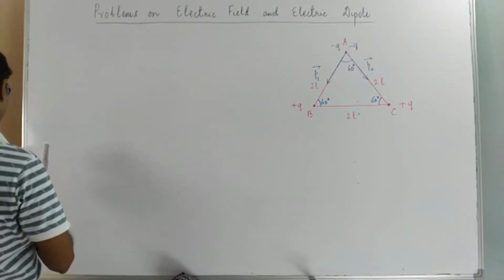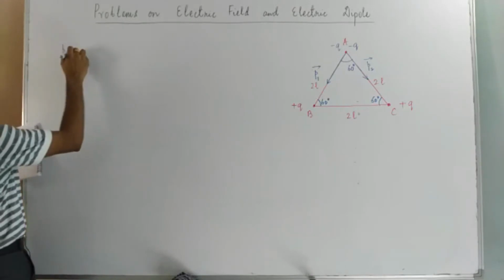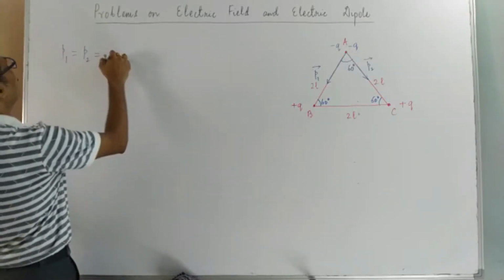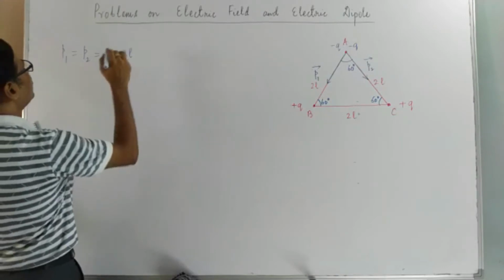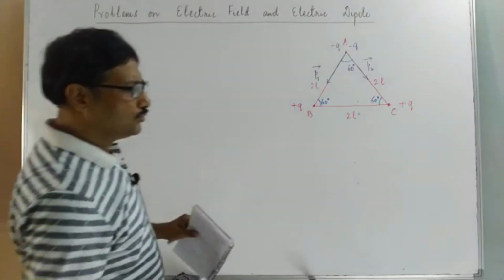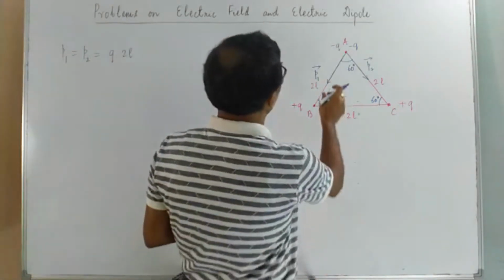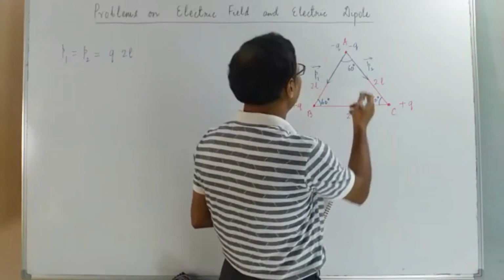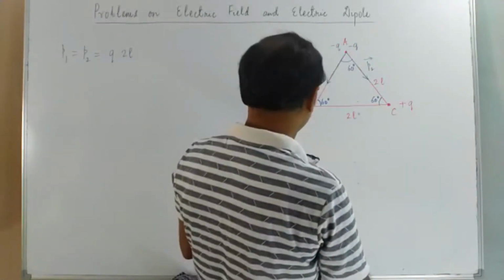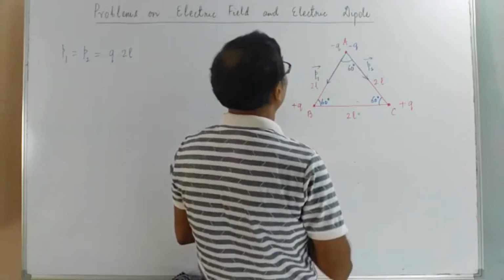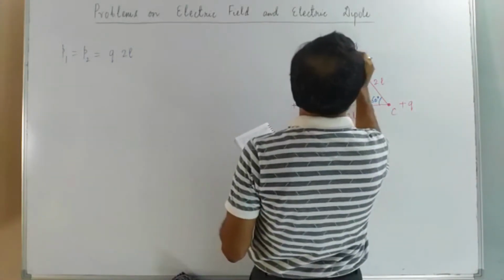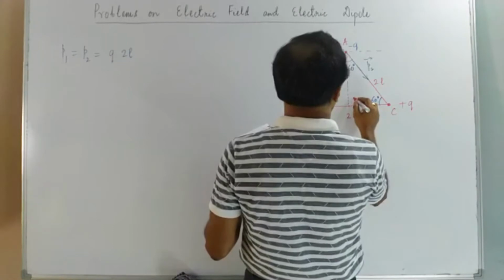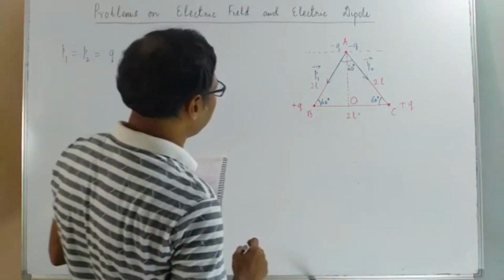So we can write the magnitude of P1 is equal to the magnitude of P2, which is equal to any one of the two charges into the separation between them. So Q into twice L. If I want to find out the resultant of these two, that is the equivalent dipole moment for this arrangement, I may consider components of P1 and P2 in the horizontal and vertical direction. So this appears to be the midpoint of BC.